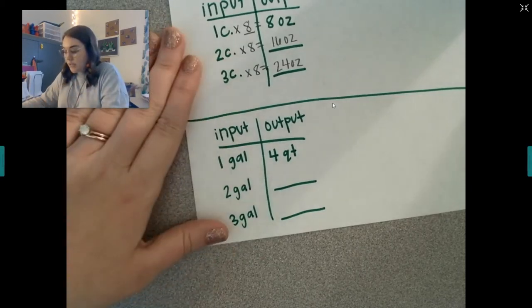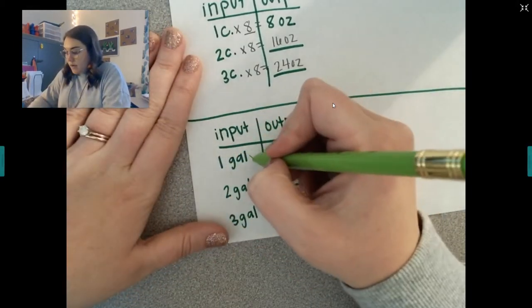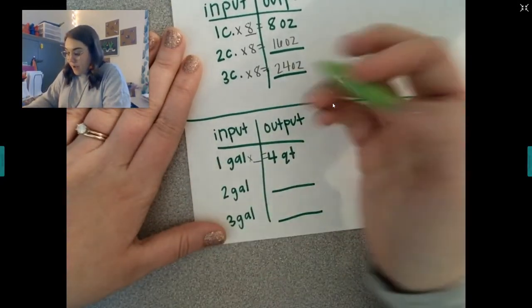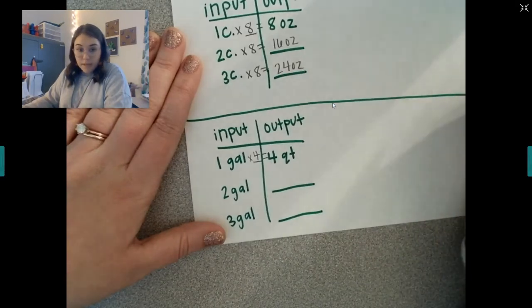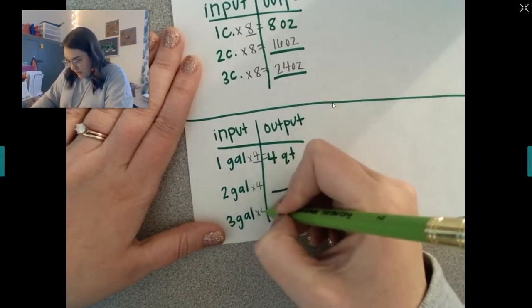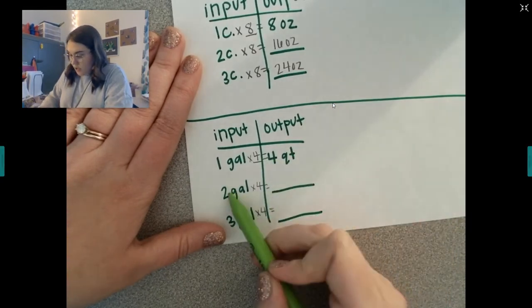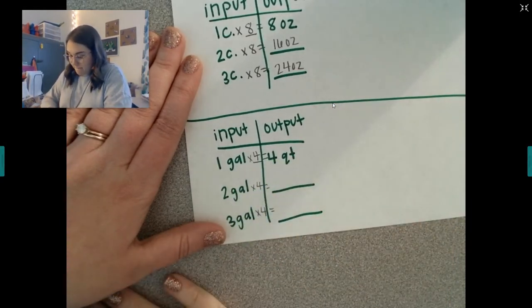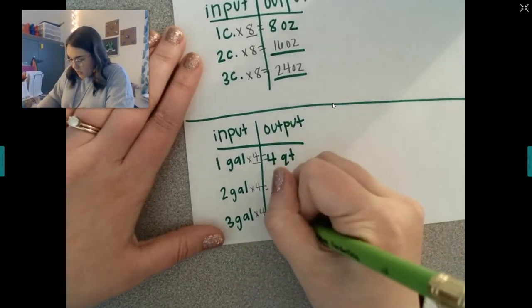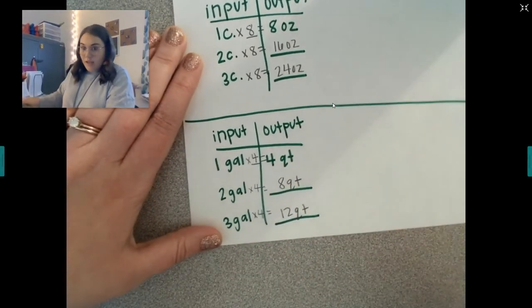Okay, so I hope that you said to yourself, okay, 1 times what equals 4? I've got to find my rule. And I found out 1 times 4 equals 4. So then I'm just going to do that to all of these down here. So what's 2 times 4? 8. So that gives me 8 quarts. And 3 times 4 is 12. So that gives me 12 quarts.